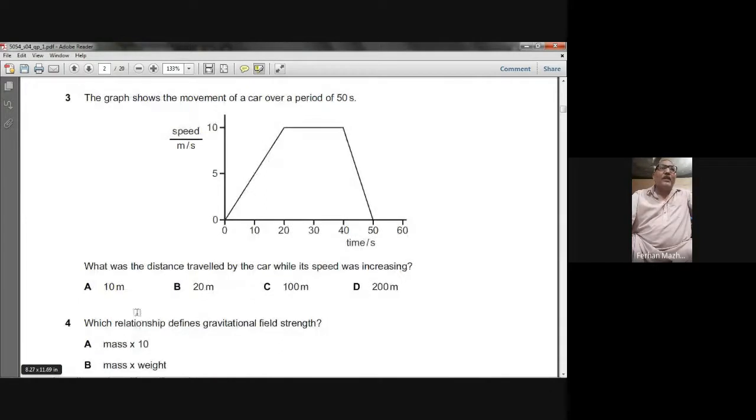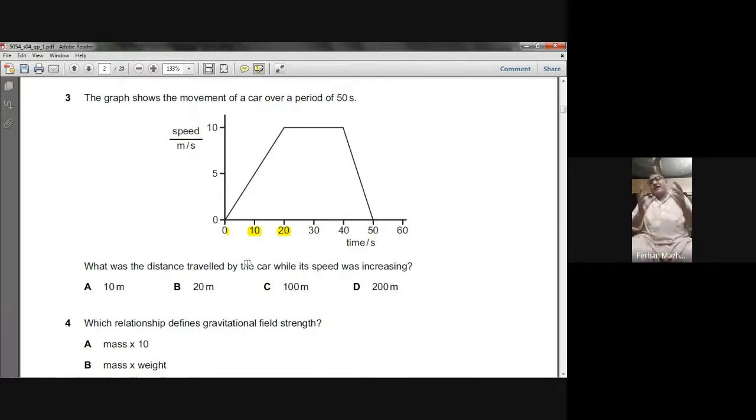Okay, so here we go. Question number 3. The graph shows the movement of a car over a period of 50 seconds. What was the distance traveled by the car while its speed was increasing? The speed was increasing in the first 20 seconds. So we have to find out the distance traveled in these first 20 seconds.